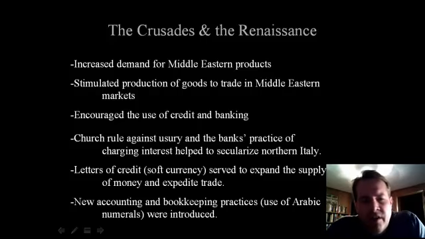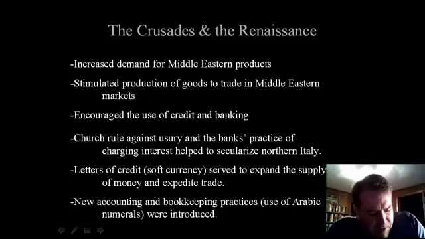However, by the 1300s, the church had revised its view of usury. Instead of a sin of charging interest, usury is now considered the sin of charging excessive interest. Loan sharking, if you will. And of course, this will open the door to more and more merchants to become bankers. Now, these letters of credit will act as a money supply and expedite trade.